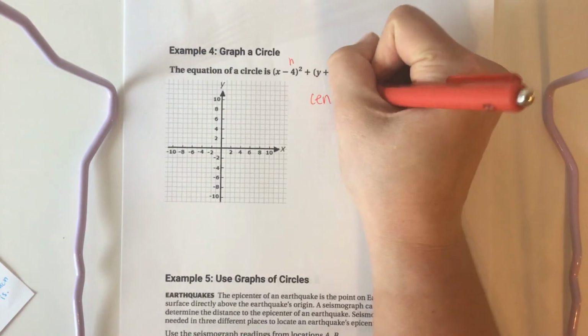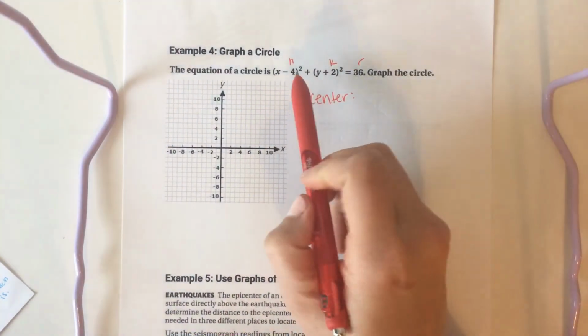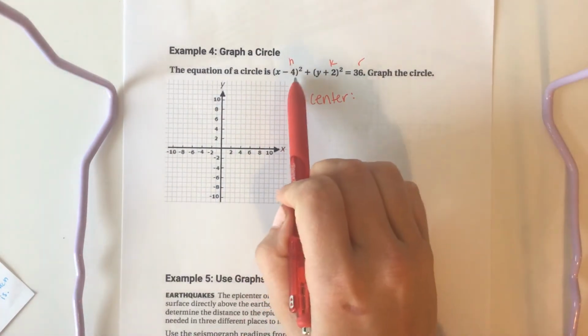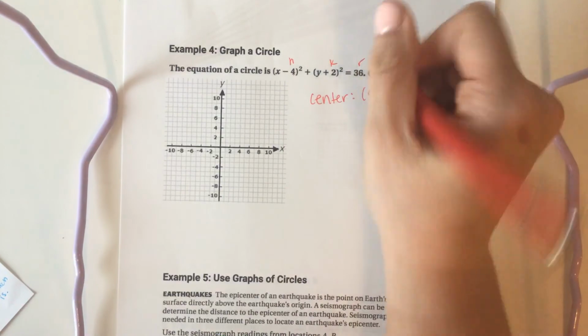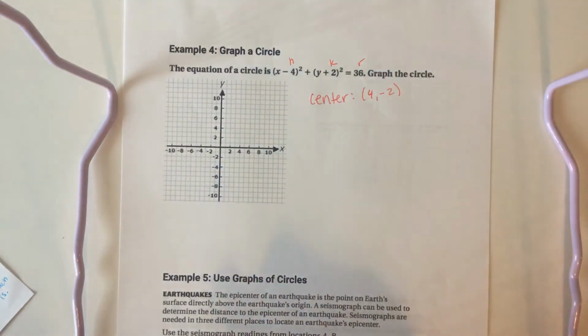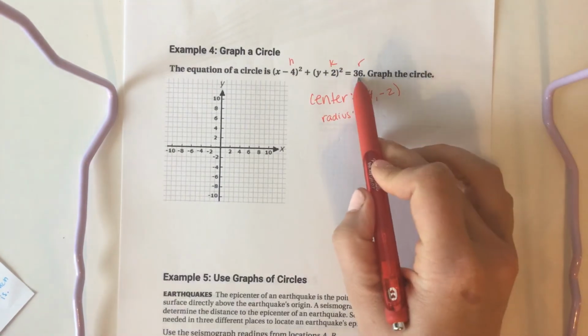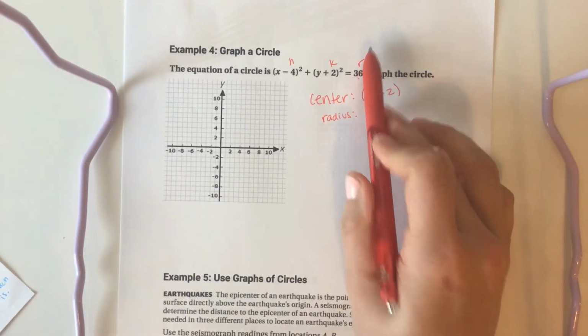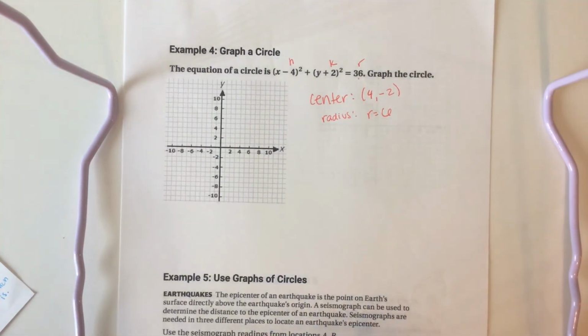So the first thing I want to figure out is what exactly is the coordinate of my center. Well, it's the opposite, so since this is -4, it's going to be 4. And since this is +2, it's going to be -2. So 4, -2 is my center. And my radius is the square root of that, right? This is r squared. So the square root of that is going to be 6.